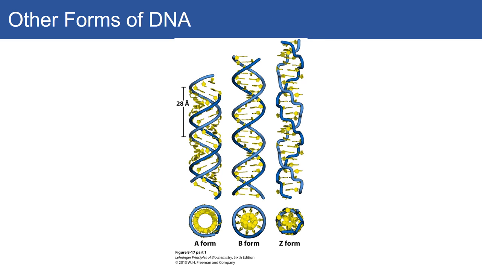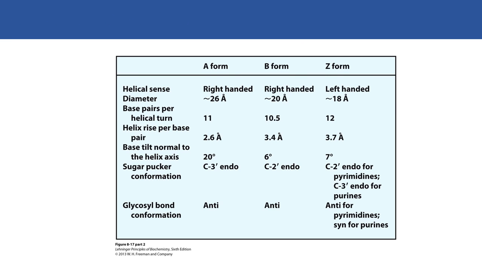There are other forms: the A form and the Z form. The A form you will find when DNA is very dehydrated. The Z form is found in some very unique organisms that are not very prevalent. So again, the major form you're going to find is B-form DNA. It's the most characterized and also the most important.